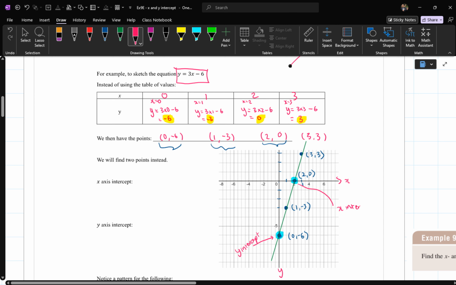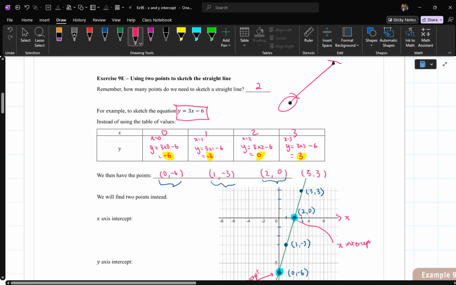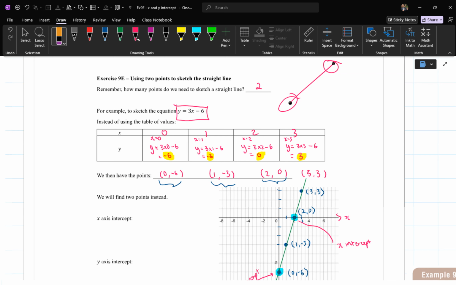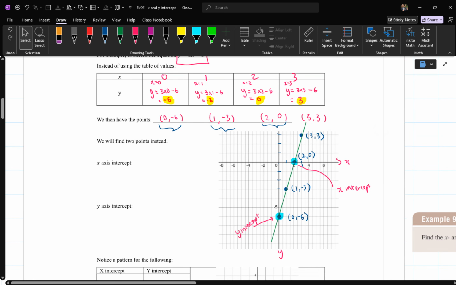Now, there's something special about the x-intercept and the y-intercept, because remember we said you only need 2 points to sketch a line. So why did we plot 4 points just to sketch a straight line? All we needed was actually 2. We only needed 2, and one of the great points to pick is the x-intercept and y-intercept because they have a beautiful property. That's what I'm going to show you.